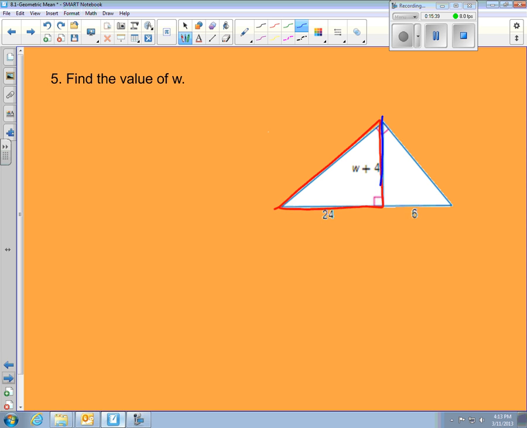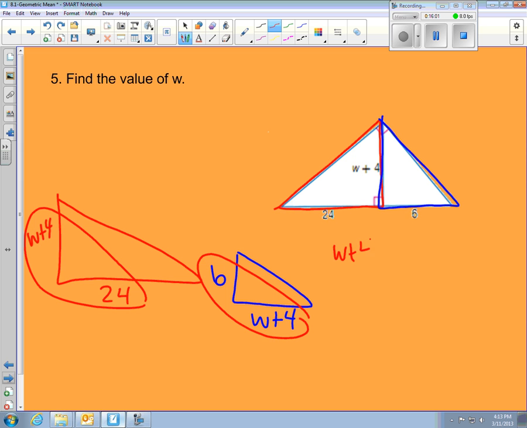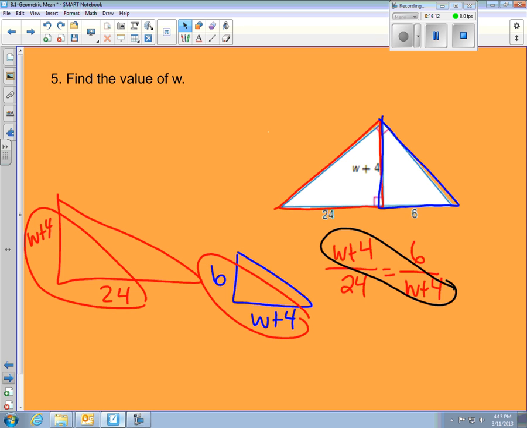If we draw out our medium and our small triangle and look at those, so short leg, long leg, hypotenuse, short leg was 6, W plus 4. And on our medium-sized triangle, W plus 4 was our short leg, and our long leg was 24. We're going to be able to set up a proportion right here. So if we do short leg over long leg and short leg over long leg, now you've got a proportion. We're going to cross multiply here. Don't forget that would involve a FOIL.